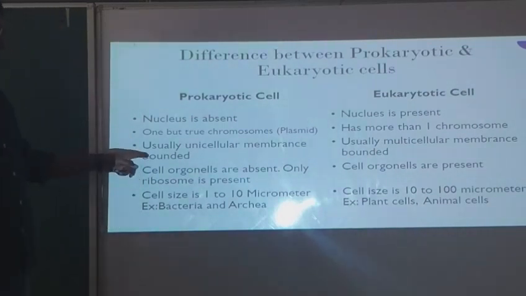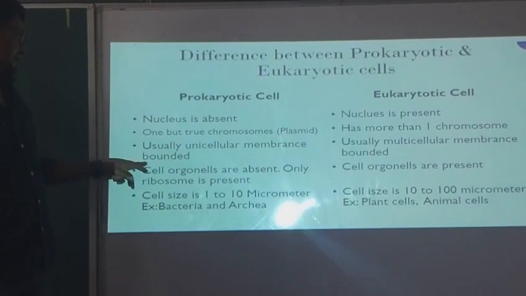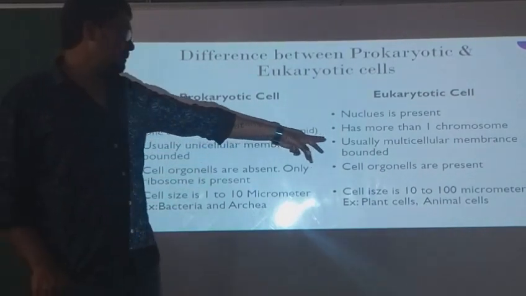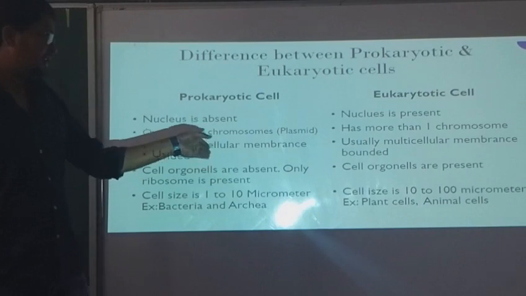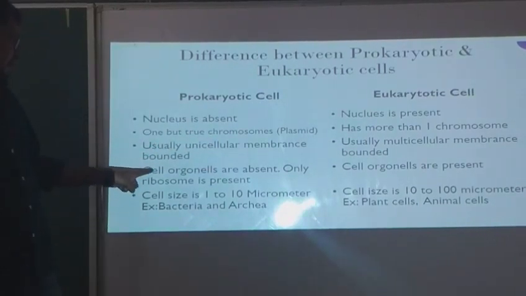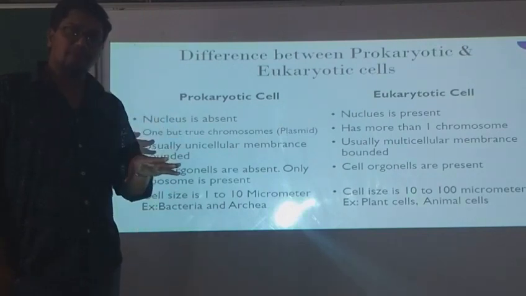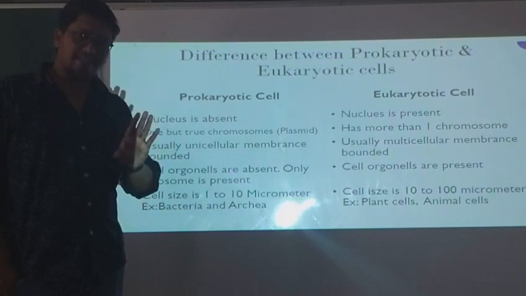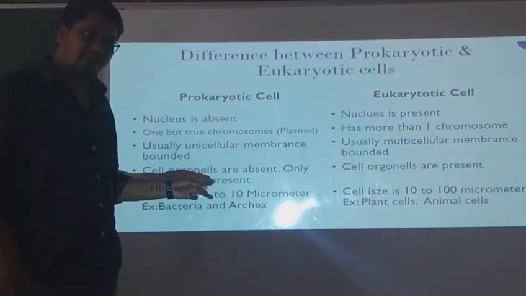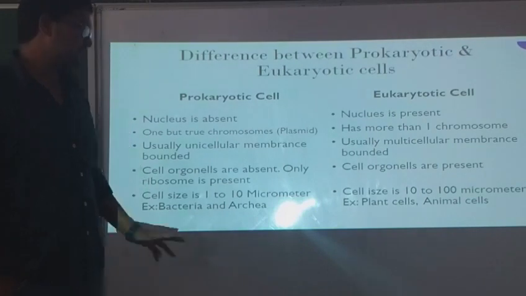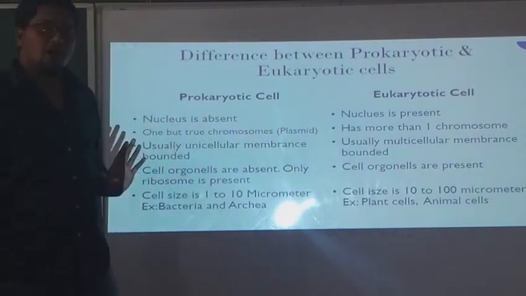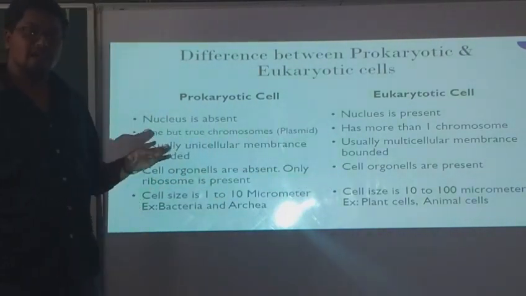Next, usually unicellular and membrane bounded. Usually multicellular and membrane bounded means plasma membrane is present. Next, cell organelles are absent. Only ribosomes are present, I already told you. In a prokaryotic cell, all the membrane bound organelles like mitochondria, chloroplast, Golgi complex, endoplasmic reticulum, etc. you never find in a prokaryotic cell except what? Ribosomes. But in eukaryotic cell, all the cell organelles are present along with ribosomes.